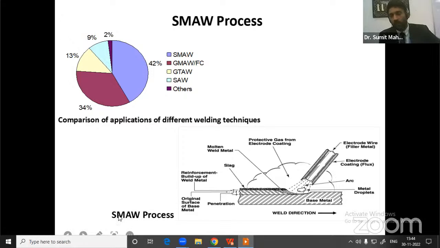Here is the basic SMAW process, in which there is a base metal and a consumable electrode. We need to provide a filler material by using this consumable electrode, and you can see these dotted things. This is called the coating. My area of interest is this coating, which is extruded on the base wire.